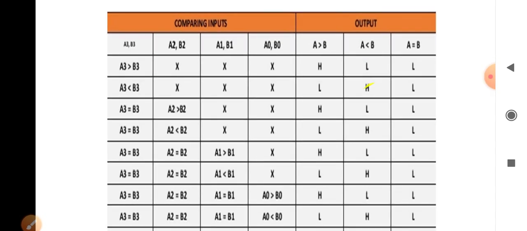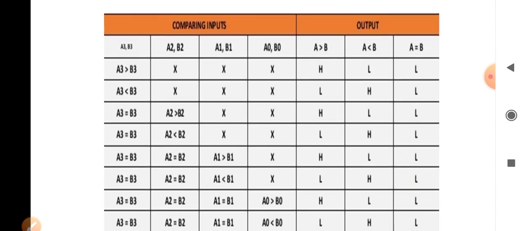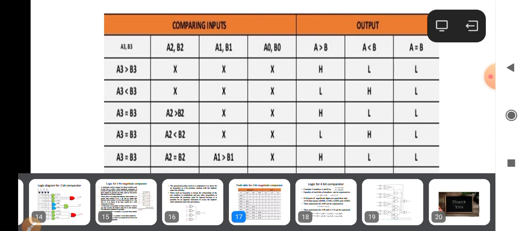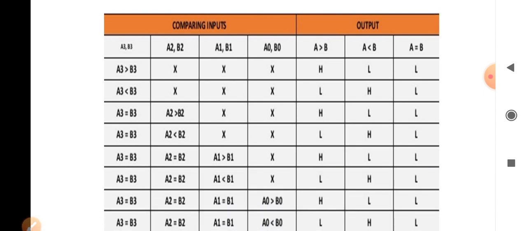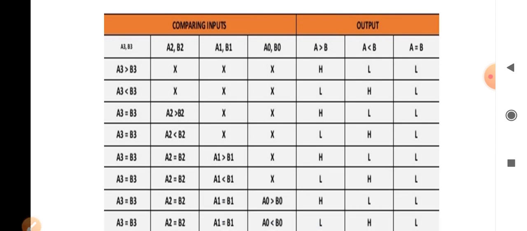See here, A3 is equal to B3. When A3 is greater than B3, the other conditions will not be taken, so A greater than B is taken as high. When A3 is less than B3, A is less than B. When A3 is equal to B3, it will not take A is equal to B. It will see the next bit, A2 and B2. It will compare the A2 and B2 inputs, and if A2 is greater than B2, then it will take A is greater than B.